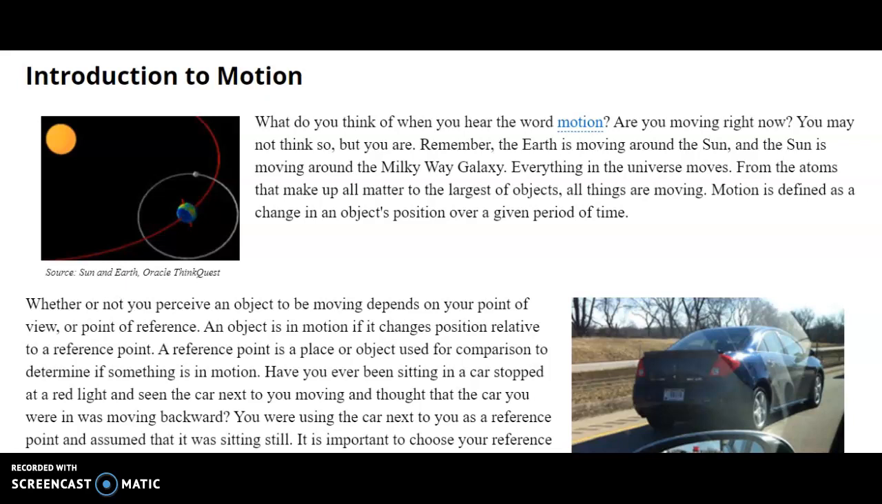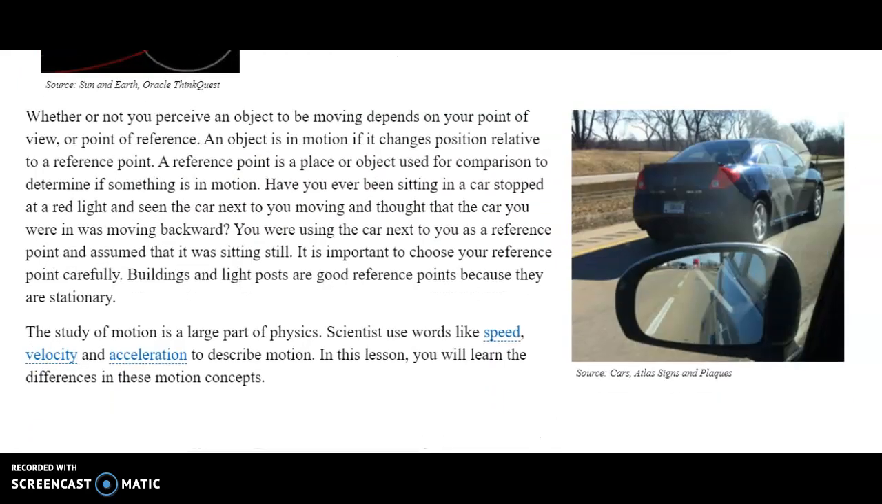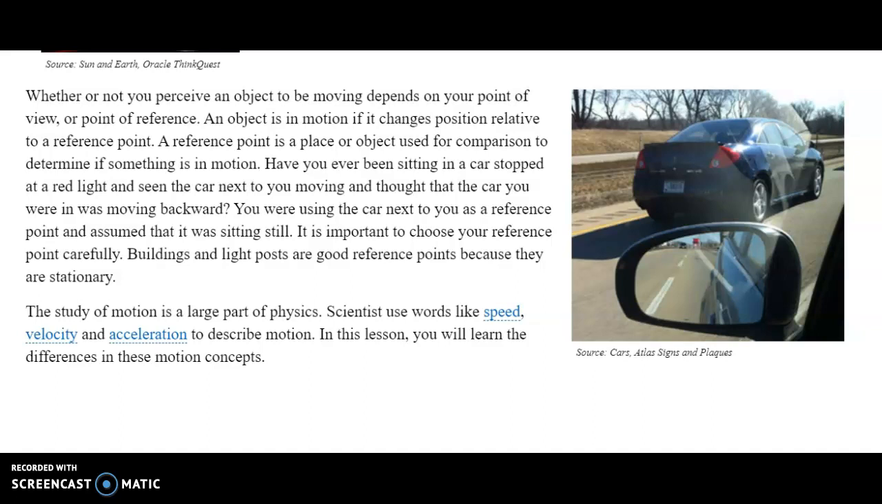Motion is defined as a change in an object's position over a given period of time. Whether or not you perceive an object to be moving depends on your point of view or point of reference. An object is in motion if it changes position relative to a reference point. A reference point is a place or object used for comparison to determine if something is in motion.